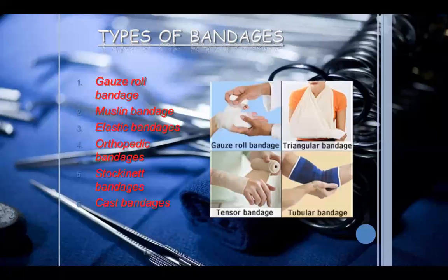Tensor bandage, when they want to fix it in place to keep a dislocation stable, then the tensor bandage has to be applied. Then the tubular bandage has to be applied on an elbow, wherever there is some pain. These are the various types. So there are gauze roll bandage, muslin bandage, cotton bandage, elastic bandage, orthopedic bandage, stockinette bandage, cast bandage.